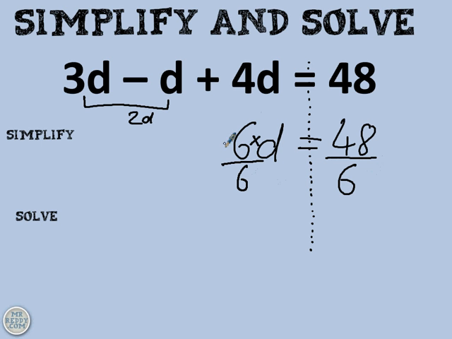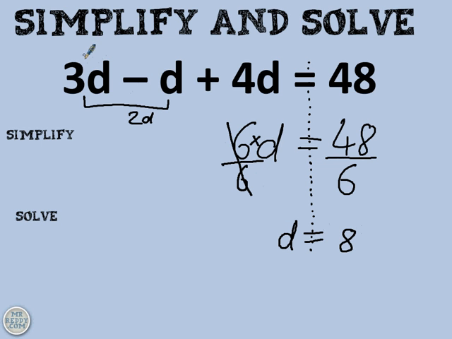What happens over here? Well, this, what is now looking like a fraction, 6 over 6, that cancels out, and you've just got d left. And over here, 48 divided by 6 is 8. So we've got d equals 8. We can check that.